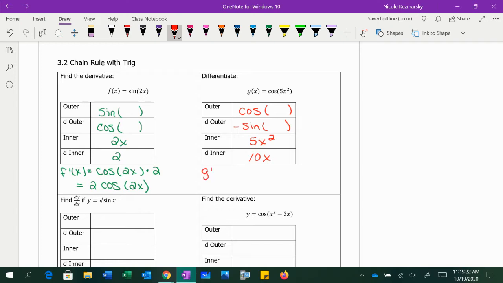So then I'm going to say g prime of x is the derivative of the outer, so negative sine of something. That something is 5x squared times the derivative of the inner. And again, to avoid any confusion, we're going to take that 10x and we're going to put it up front because we mean 10x times the sine of 5x squared. We don't mean 5x squared times 10.